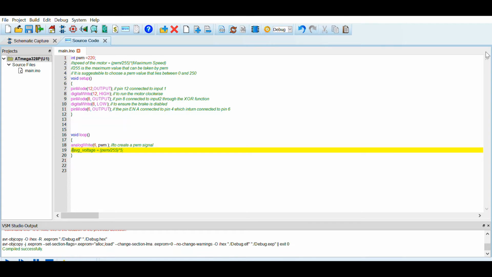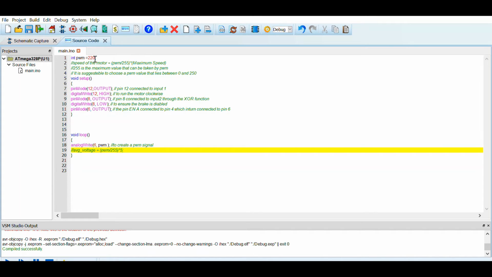So I started with the Arduino motor sheet. I have given the int PWM value 220. PWM stands for pulse width modulation. The speed of the motor is directly proportional to PWM, which can be calculated using this formula.